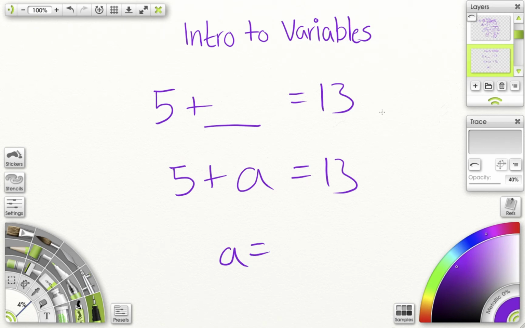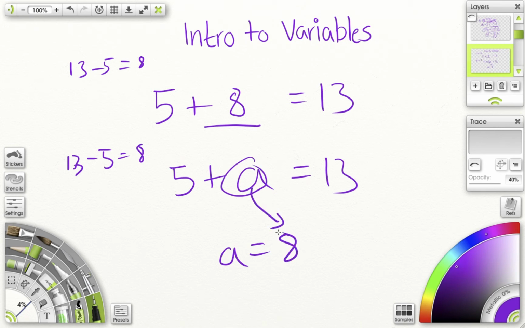5 plus blank equals 13. So to do that, I can do 13 minus 5 equals 8. So I know 5 plus 8 equals 13. This is the same thing. All I do is take 13 minus 5, like I did up here, equals 8. Therefore, A is equal to 8. So instead of having a blank, you just have a letter. So let's do a couple examples where we have letters instead of blanks.